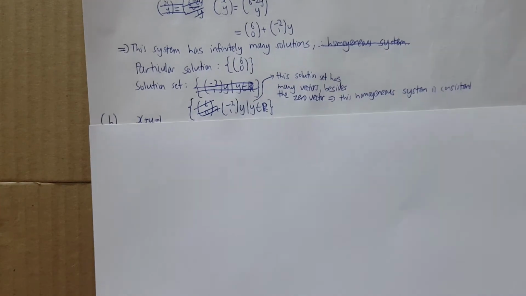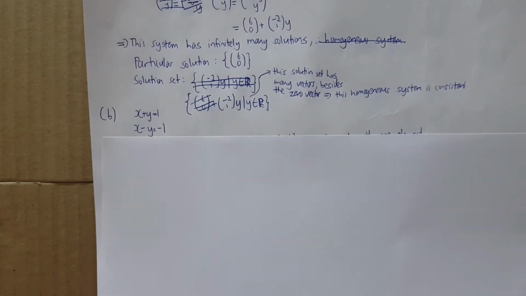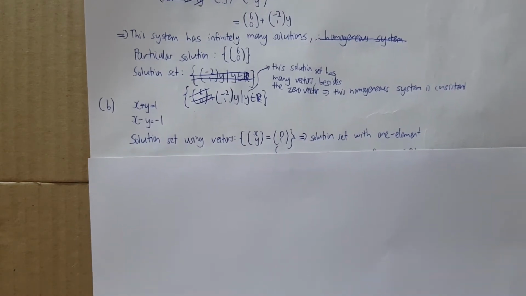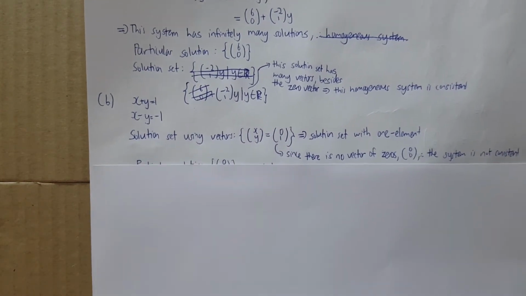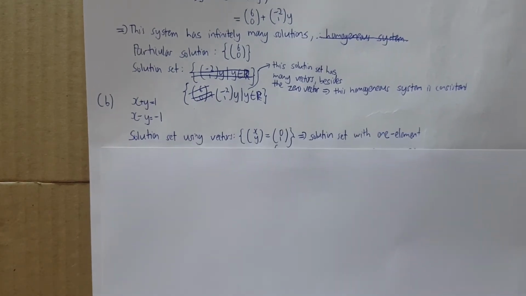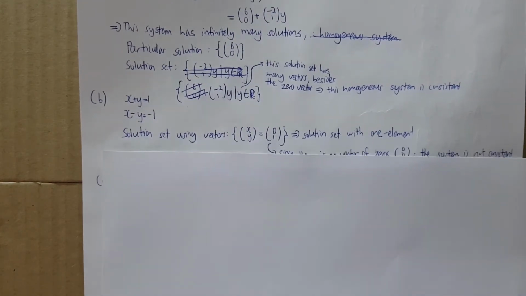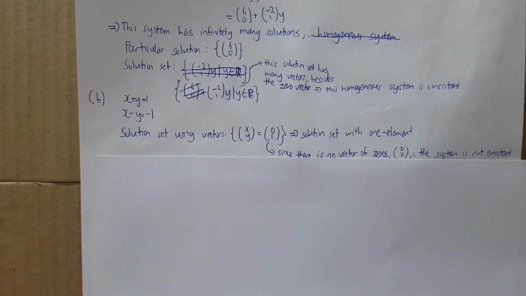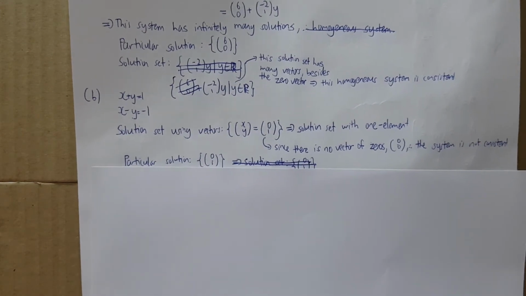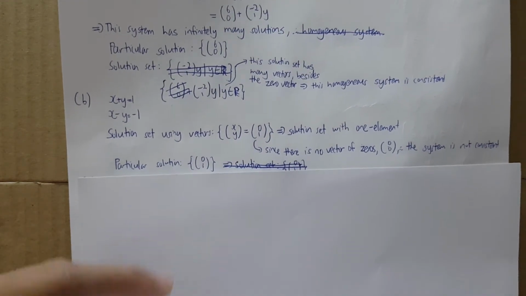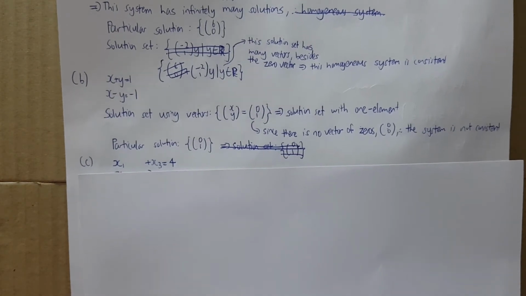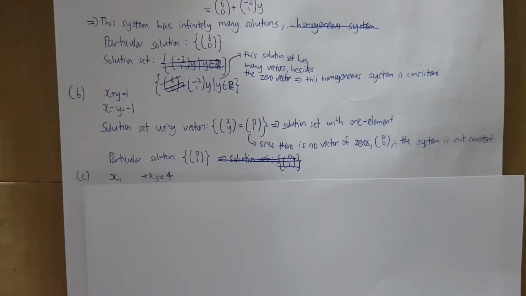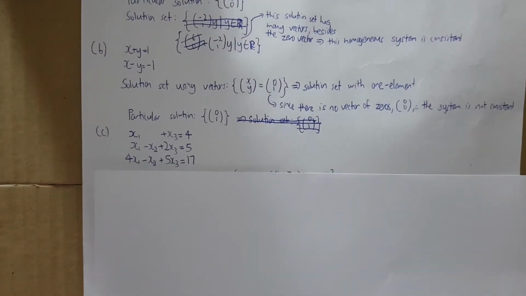Let's take a look at another example, which is this. The solution set is written using vectors as this. As you can see, this solution set has only one element. Since there is no zero vector, this system is not consistent. Hence, we can only get the particular solution, which is written as this, and there is no solution set of the homogeneous system since there are no parameters.